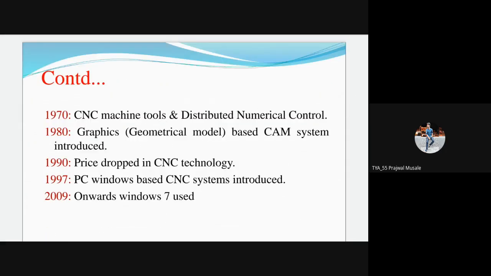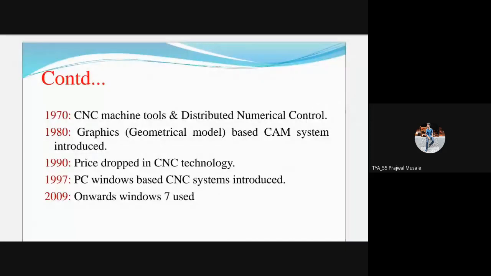Now in 1970, after 10 years, CNC machine tools and distributed numerical control machines were developed. In 1980, after 10 years, graphics and geometrical model based CAM systems were introduced. In 1990, prices dropped in CNC technology. Different innovations and advanced machines are there, the maintenance cost is also reduced, and due to that cost is also reduced.